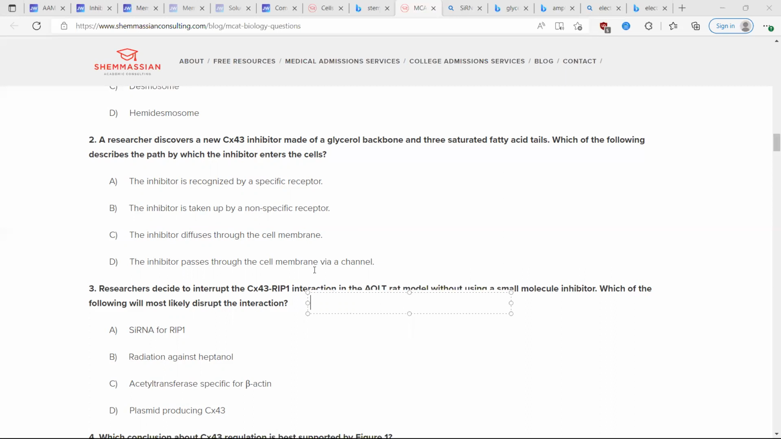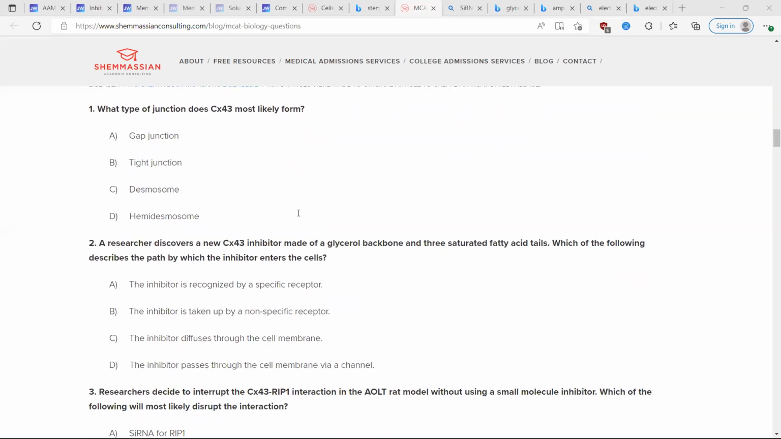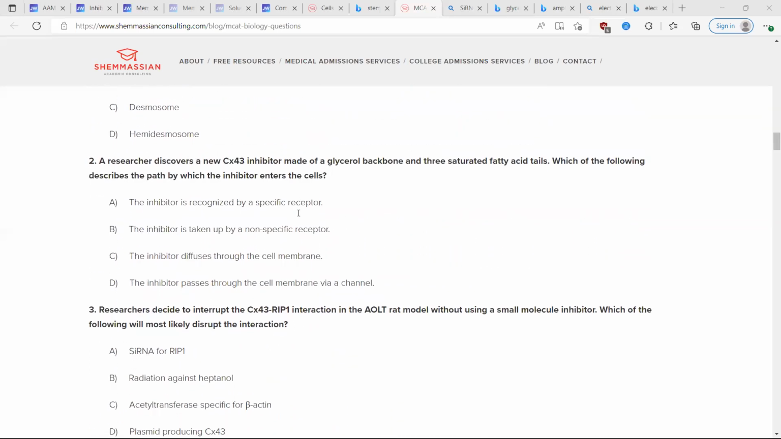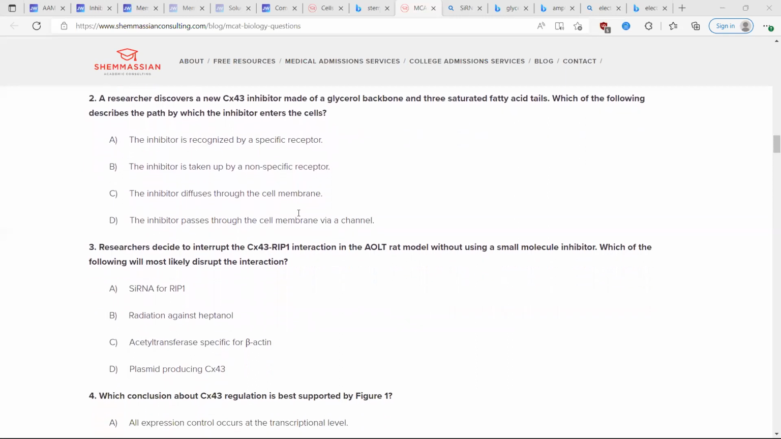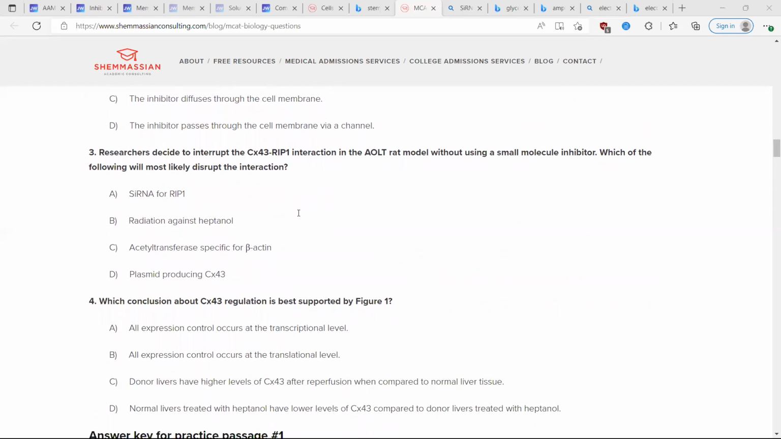Okay. So now again, notice the main thing: all three of these still have not actually asked us to investigate the experiment. Now we get "which conclusion about CX43 regulation is best supported by figure 1." When you see something like "which conclusion supported by figure," this is experimental analysis. Now they're saying, look at the graph that we have and tell us what you understand from this.